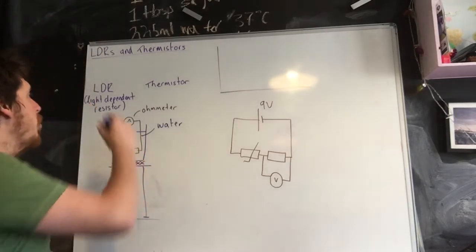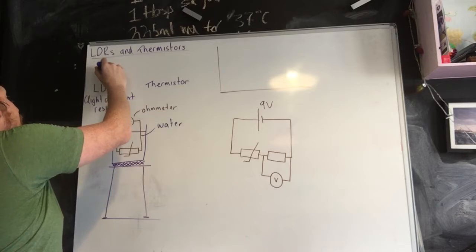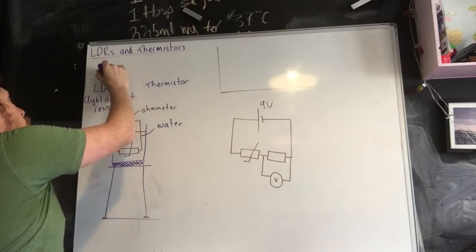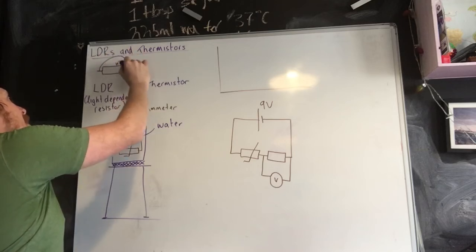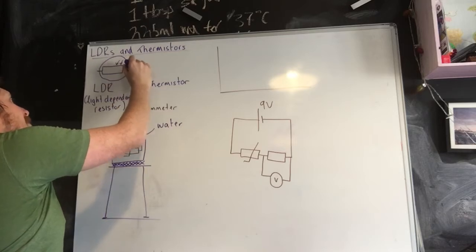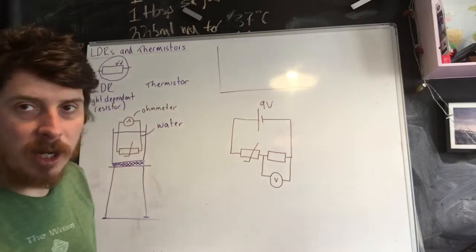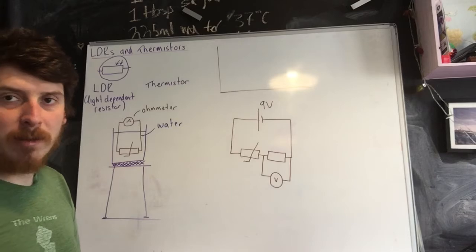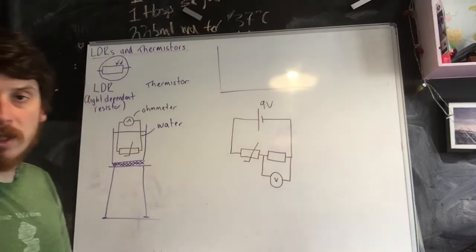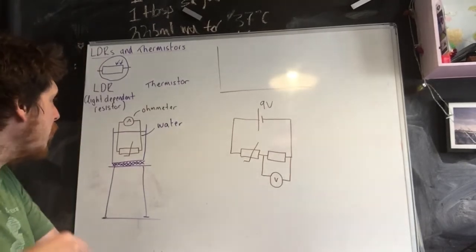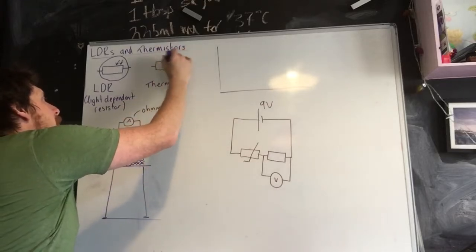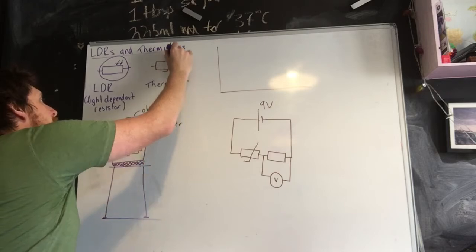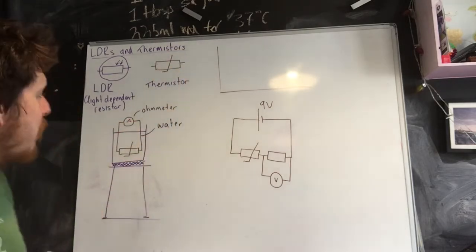Okay, so you do need to know the symbol for an LDR. You draw a normal resistor, draw two arrows pointing towards it that represents light, and then you draw a circle around it. Now traditionally I wouldn't have bothered drawing a circle around it, but the AQA specification seems to think that you'd need to. Okay, a thermistor is the resistor symbol again, and you draw this thing that looks like a hockey stick through it.